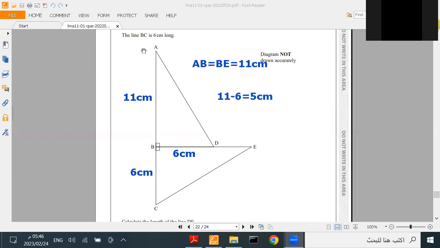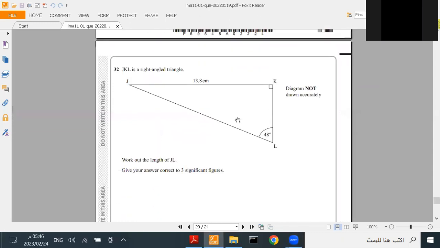Now, let's move on to the next question. Okay. Question 32. In question 32, what do we have here? JKL is a right angle triangle. Right angled triangle. Let's check the question. In this right angle triangle, work out the length of JL.